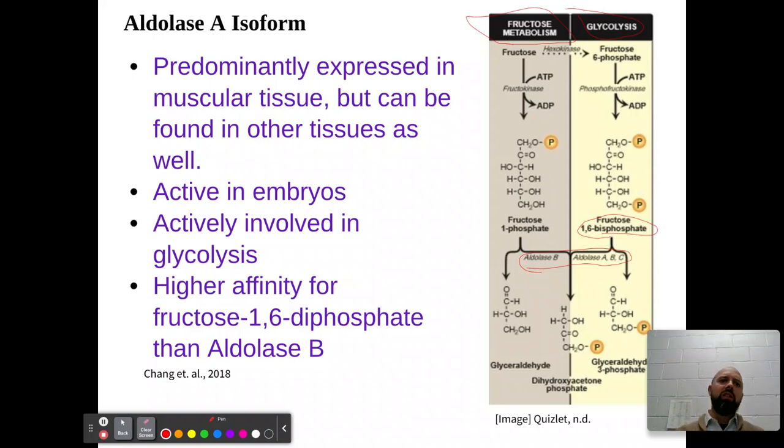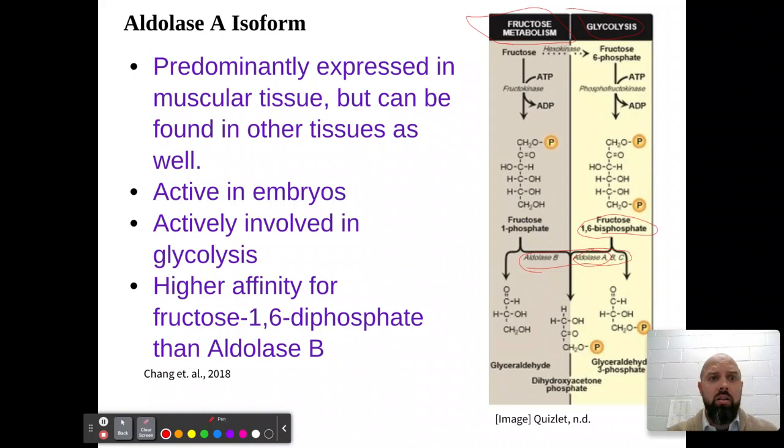But aldolase A isoform is predominantly located in muscular tissue. It can be found in other tissues as well. It's also very active during embryonic development, and it is actively involved in glycolysis. So you can see here on the right side of this image, we have aldolase A being actively involved in glycolysis. It also has a higher affinity for fructose 1,6-bisphosphate than aldolase B does. Just important to point out a key distinguisher between A and B. Okay, so that's aldolase A.